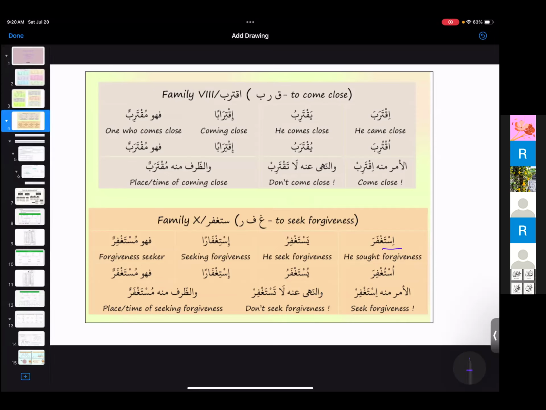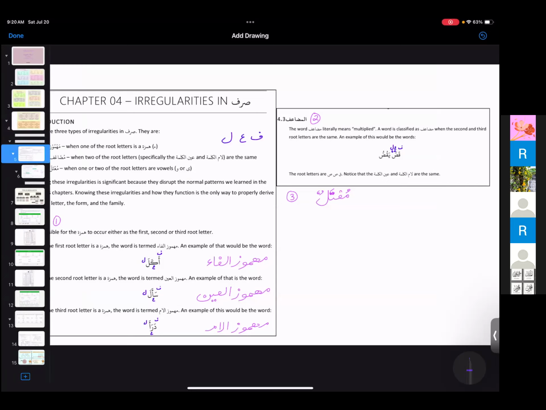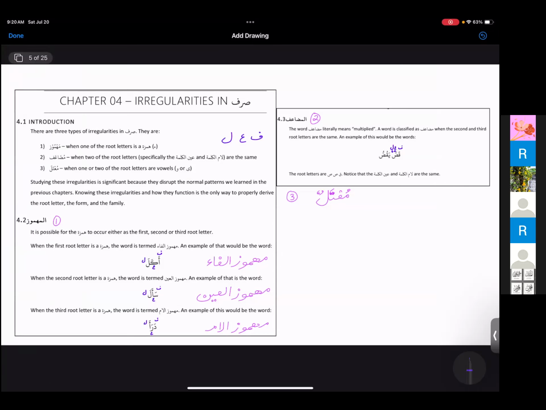Now, okay, be honest, are we ready for the irregular verb? Yes, inshallah. But you give me a promise that you will keep revising your other sarf families. Open the Quran and do a lot of practice for sarf. Find out what family each word is. Inshallah.